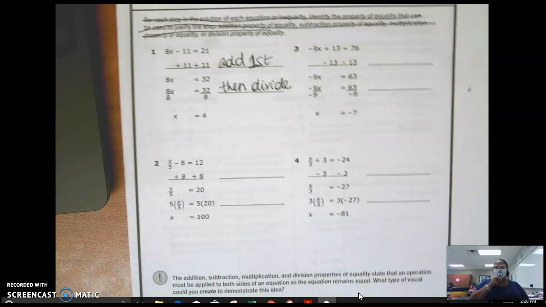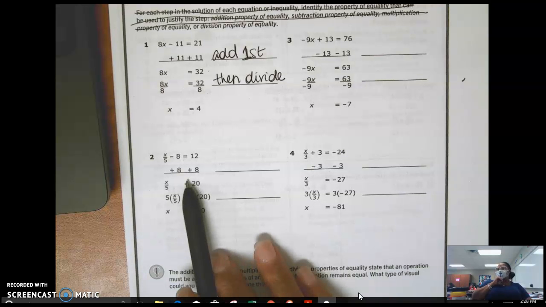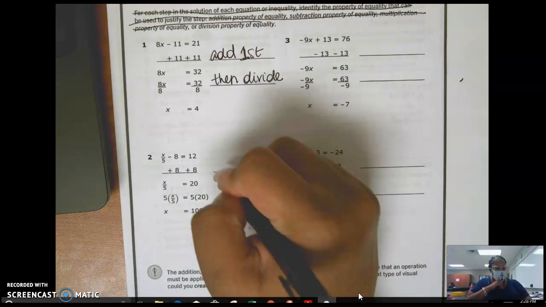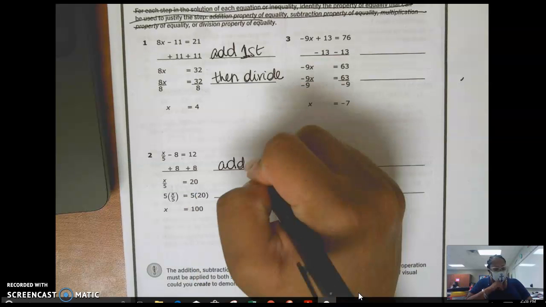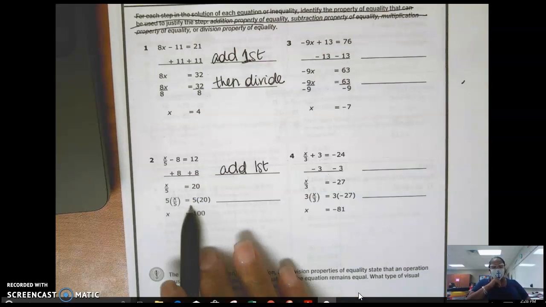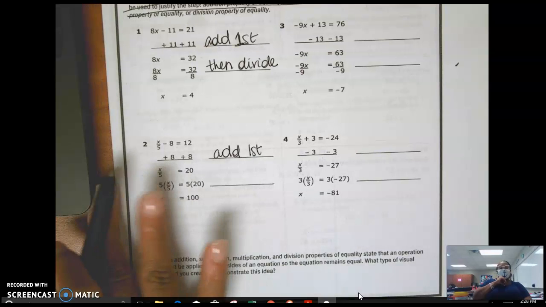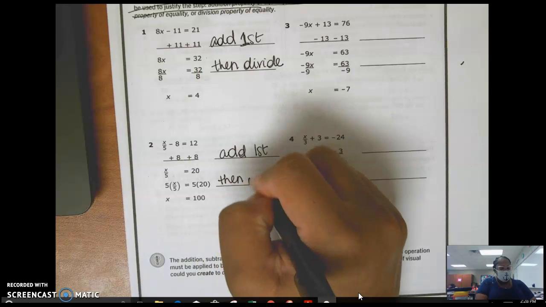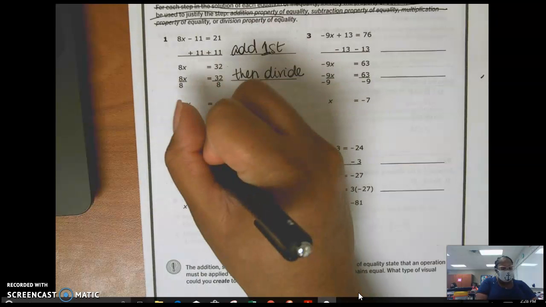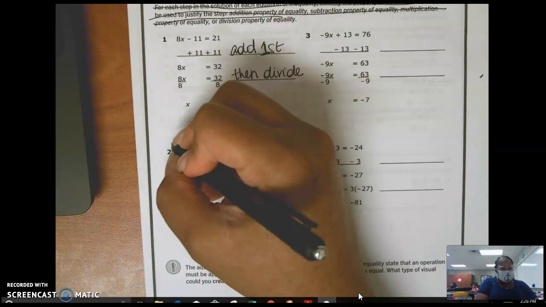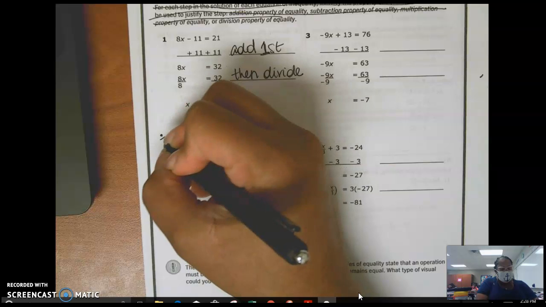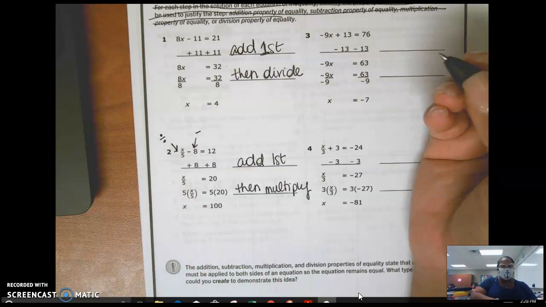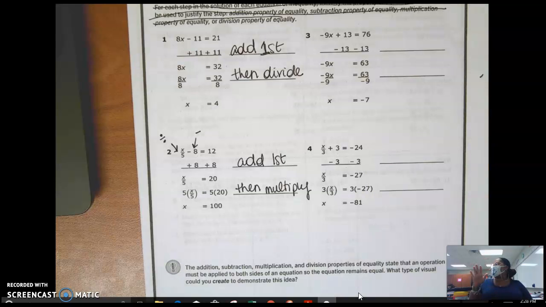For number 2, what happens first? We add first. Then what do we do with the 5s? Then we multiply. And I'm doing the opposite of what's happening here. So the opposite of subtraction and the opposite of division. So divide and subtract is what's going on.